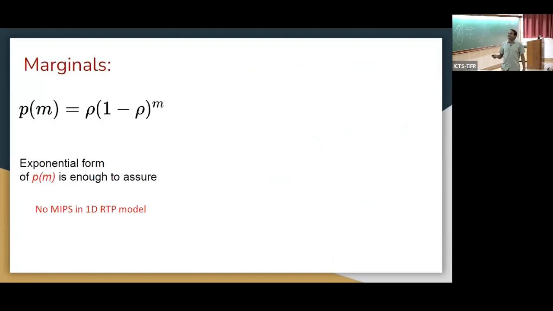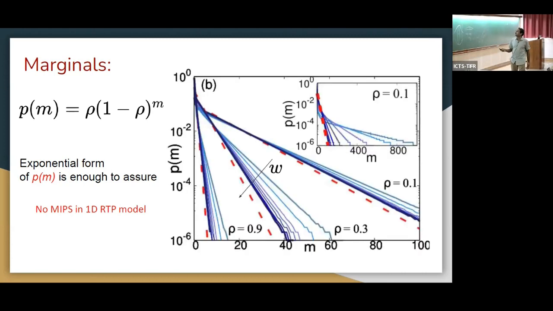Okay, so what I do next is calculate the marginals. What is the distribution of particles in different boxes? The marginal is just an exponential distribution, and when a distribution is exponential, it just cannot support any phase separated coexisting state. So again, there is no coexistence state. But PM can be calculated from numerical simulations, and it is supposed to be exponential, which means a straight line, which it is here, but the values are not matching very well, particularly for small density and small omega.